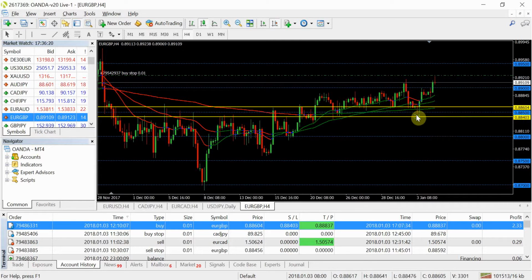pin bar formed. But it's not to say that it's not going to go up, at least to retest these highs over here, because again, I'm not looking for a take profit up here, I'm looking for a take profit at the fib level.